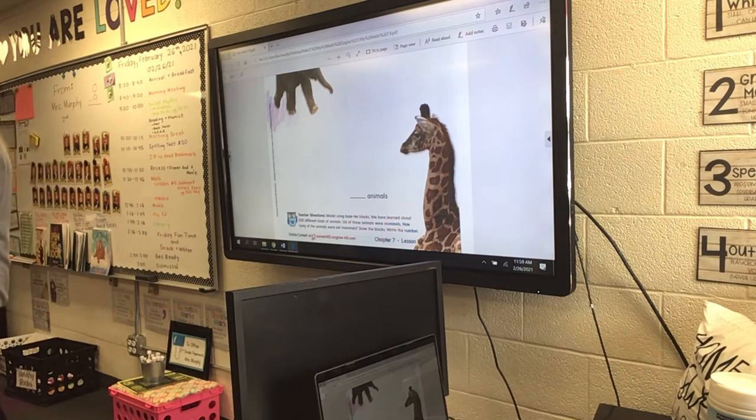Model using base 10 blocks. We are going to listen to the problem. We have learned about 200 different kinds of animals. 126 of those animals were mammals. How many of the animals were not mammals? So we're going to draw the blocks.